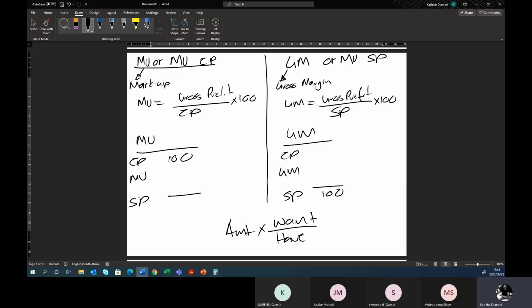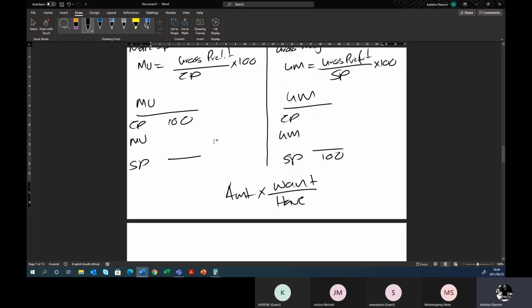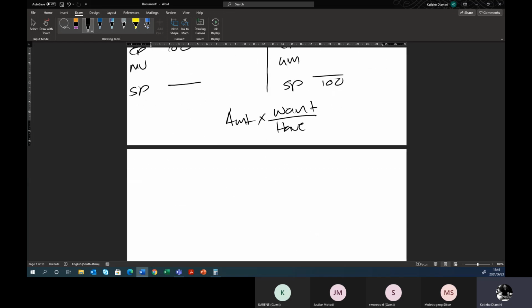Now I'm going to move on to depreciation, I think. So with your ratios, the ratios are self-explanatory. You just, like, the net profit percentage is your net profit over your sales. Your gross margin is just your gross profit over selling price.